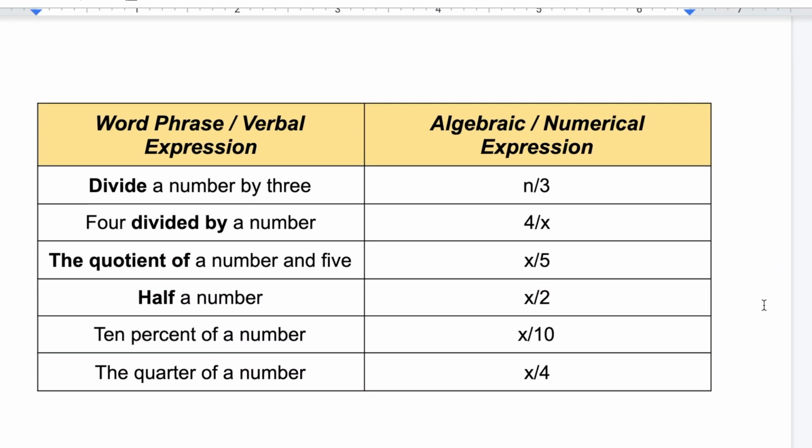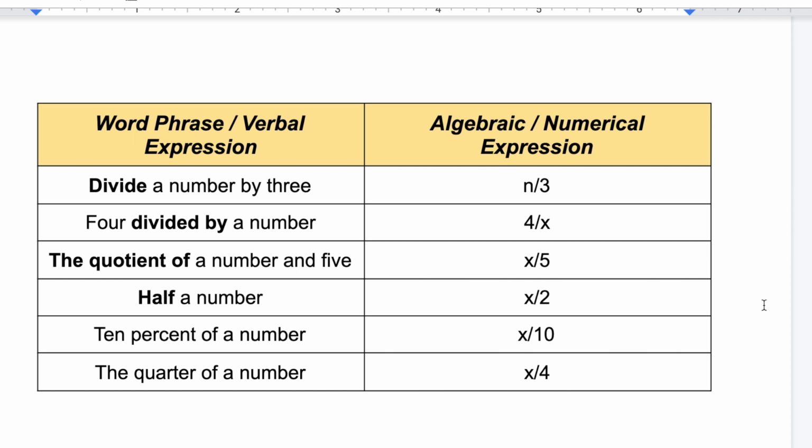So divide a number by 3. That means n divided by 3, not 3 by n, because it makes sense when I say divide this number, which is the original, by 3. So when I say by, that means a slash, which is division. So n divided by 3, so n over 3.